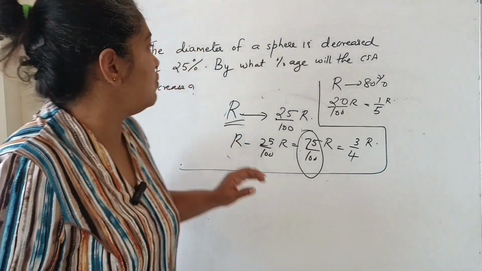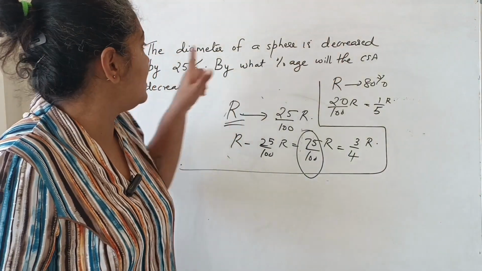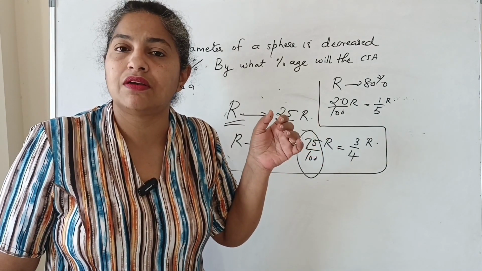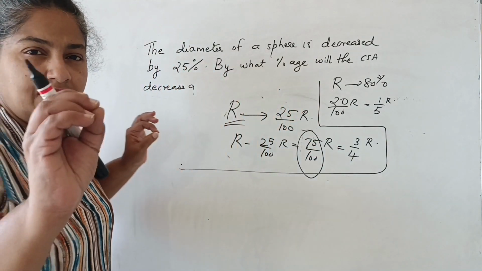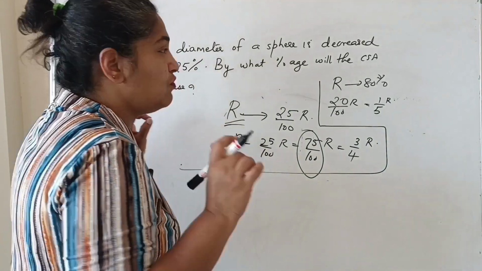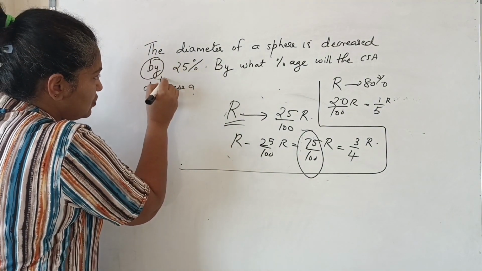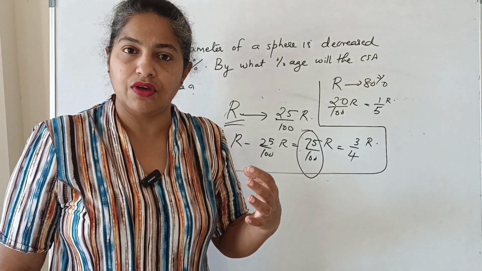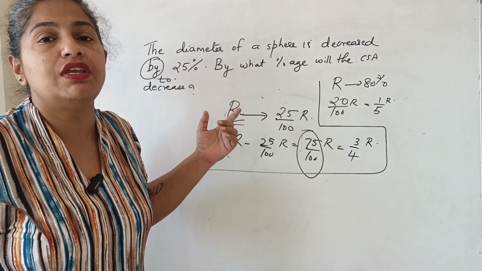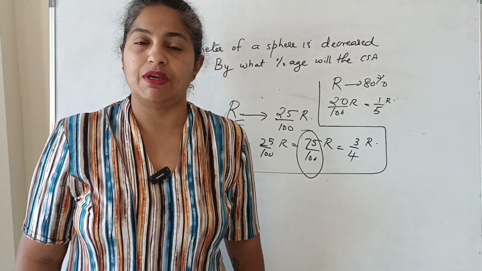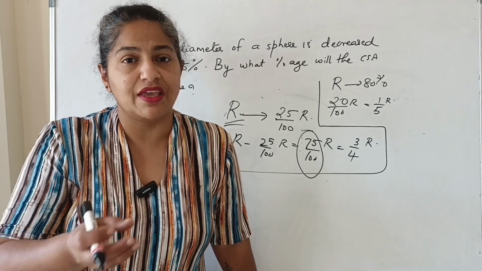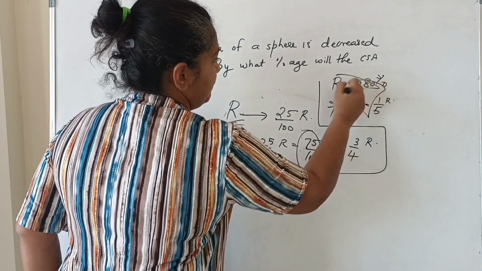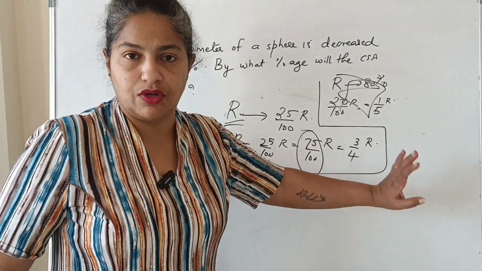Okay. Suppose the question was, the diameter of a sphere is decreased to 25%. So what is my new radius? It is 25 by 100 into R. Please read the question properly. It is just the difference of a small word, by and to. By 25%, you need to reduce. Understand the question. It is reduced to 25%. The radius became 25 by 100 into R. Accordingly, take the new radius and the original radius. So, in this particular sum, we have gotten 3 by 4 R.